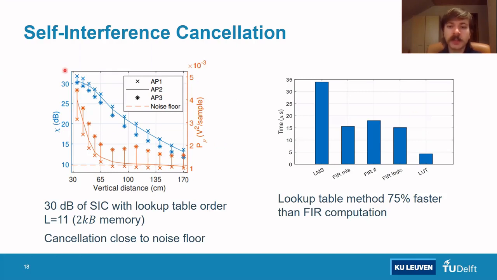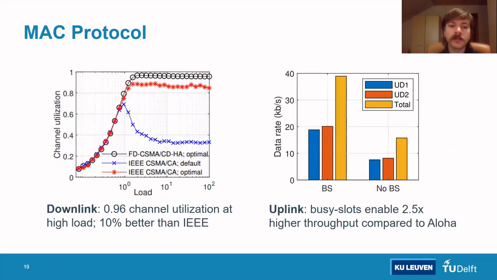As you can see, a maximum of 30 decibels of cancellation can be achieved when the self-interference is very strong, which occurs when the vertical distance between each AP and the floor in our experimental setup is very low. When the vertical distance is closer to real-life scenarios, the remaining energy in the signal after cancellation is close to the noise floor. The right figure compares the computation time on the Arduino of our lookup table method to compute the finite impulse response filter with more classical methods such as multiply accumulate. It shows that our technique is about 75% faster, which enables the real-time execution on a low-cost microcontroller.